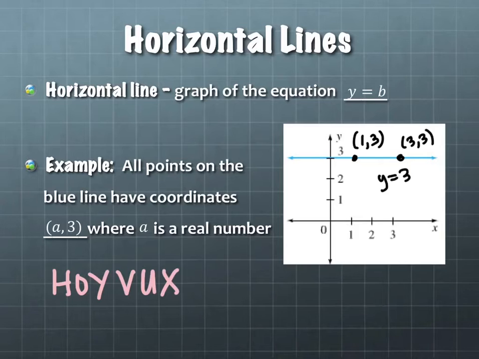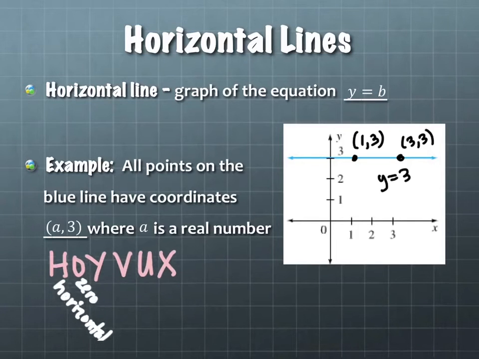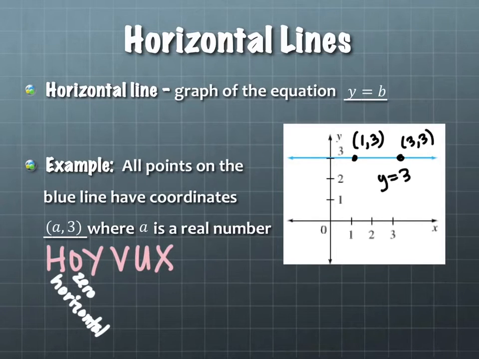HOIVUX stands for the following. We have horizontal, that's H, so let's just write them in first. So H is for horizontal. The O is actually the number 0, and it's talking about the 0 slope. So it's standing for 0 slope.